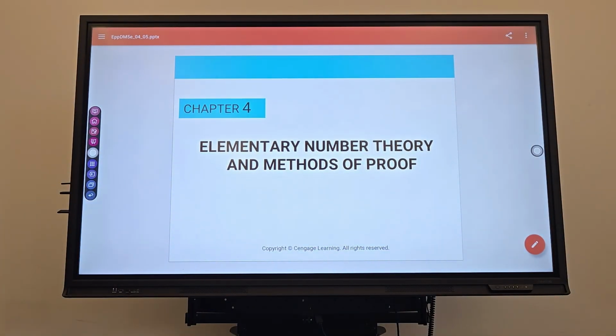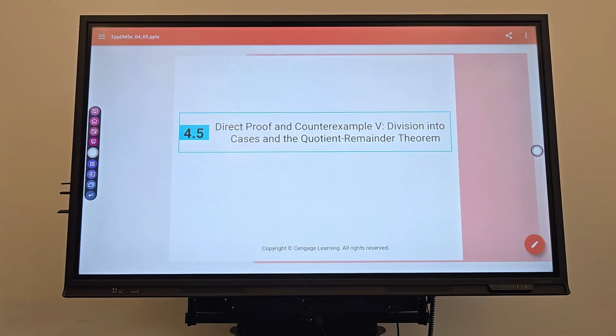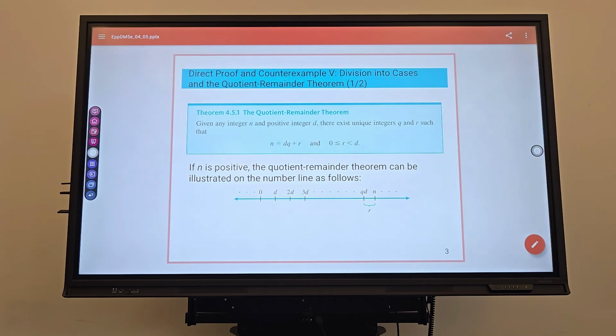Elementary number theory and methods of proof. Direct proof and counterexample 5. Division into cases and the quotient remainder theorem. I believe we mentioned the quotient remainder theorem last session, but this is where we get into it. The quotient remainder theorem.